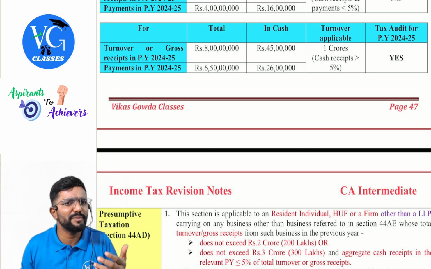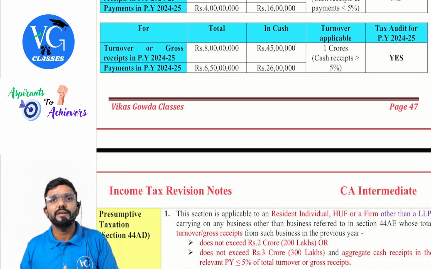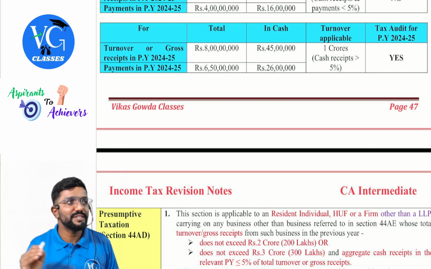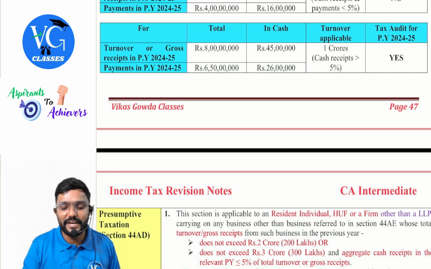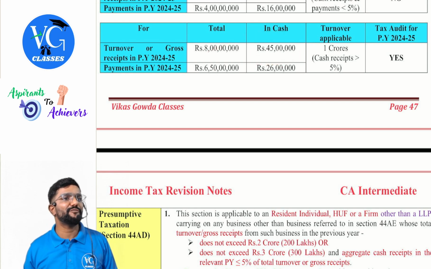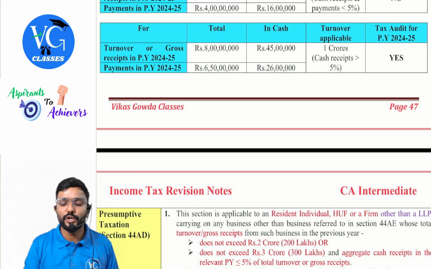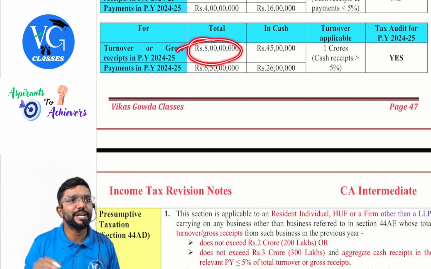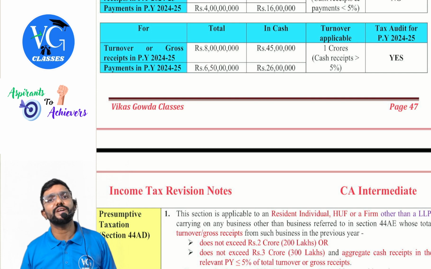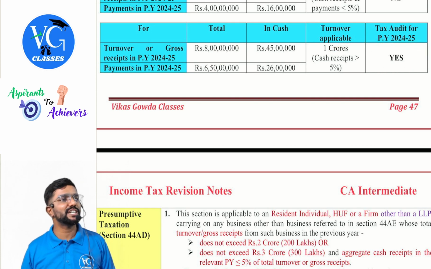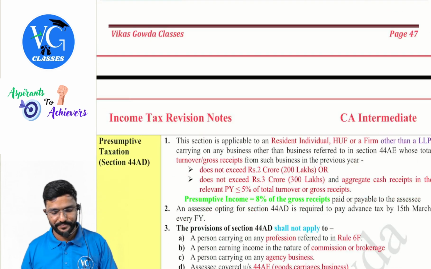Maybe less than 5%. How much is that? 4%. Less than 5%. But one is violated. What is it, sir? My receipts in cash are more than 5% of my total receipts. So what is the turnover limit applicable for me? 1 crore. What is my actual turnover? 8 crore. Have I crossed 1 crore? Yes. Is audit applicable for me? Yes. Should I appoint a chartered accountant? Yes.